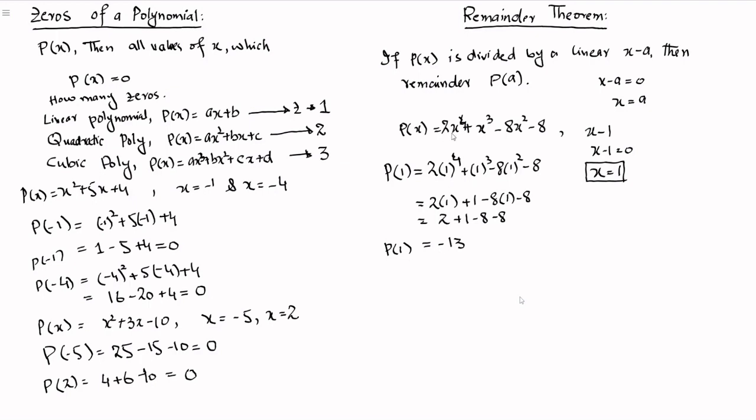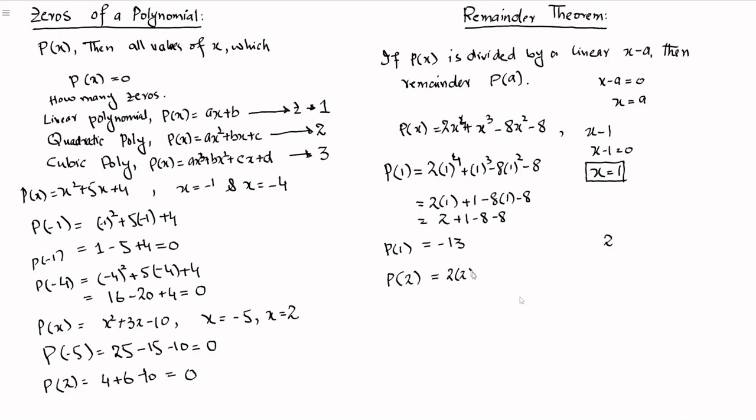If this polynomial 2x raised to the power 4 plus x cubed minus 8x squared minus 8 is divided by the linear polynomial x minus 1, then the remainder will be minus 13. Now the root of this equation, the zero of this polynomial, is 2. So we will find p of 2 for this equation.